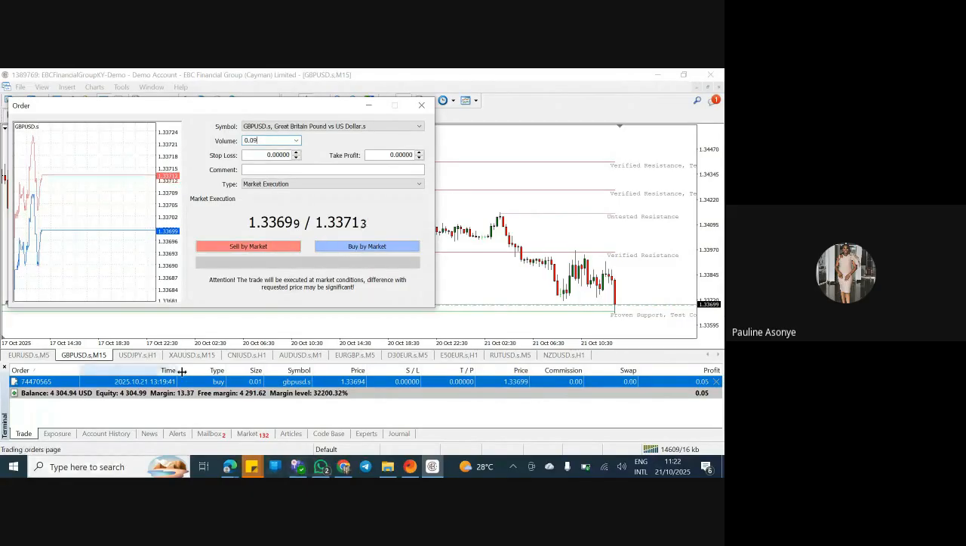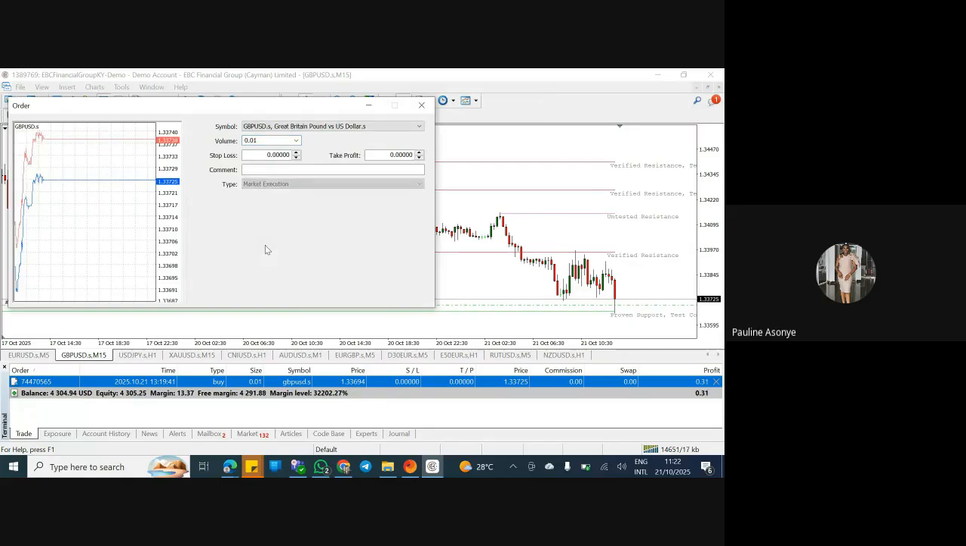We placed a buy just now on 0.01. We just placed a 0.01 buy, but on the same GBP USD. Now I want to place a sell. Did you see that it is on 0.09? Please always look at your volume. I've changed it to 0.01 and I want to place what? An instant sell by market.